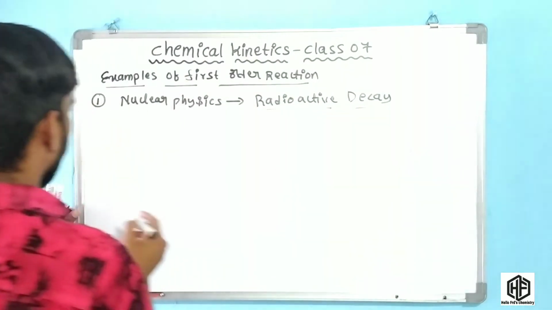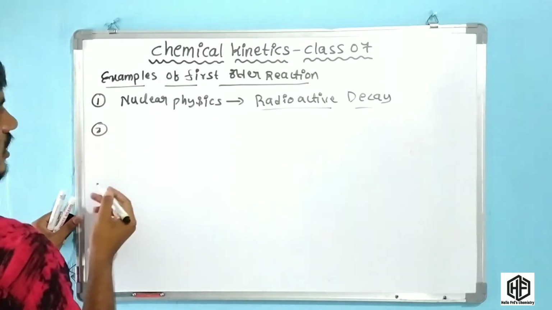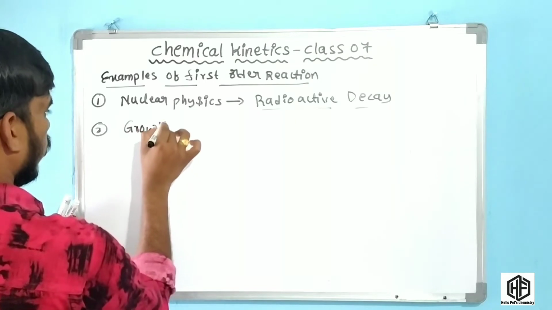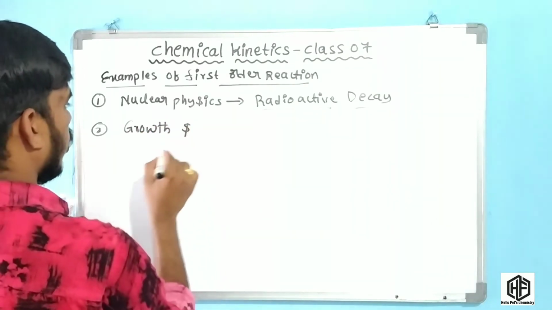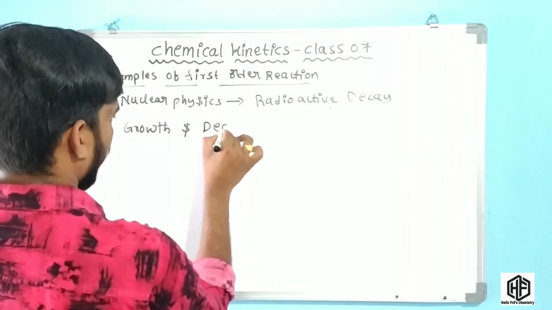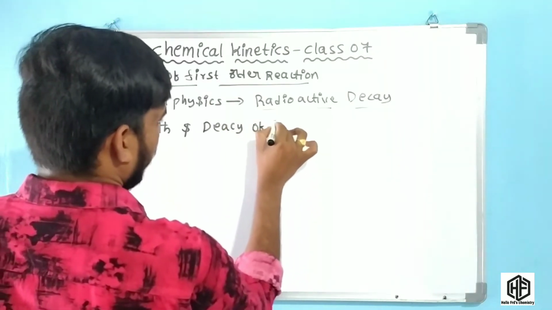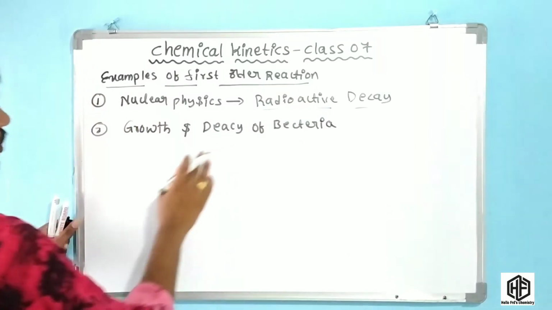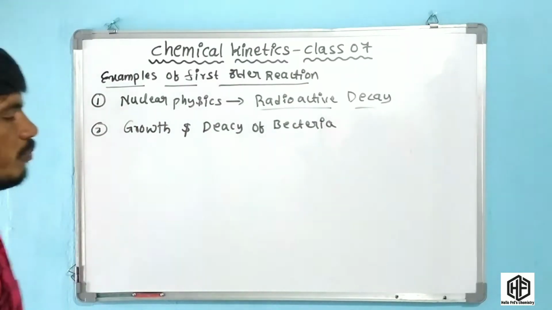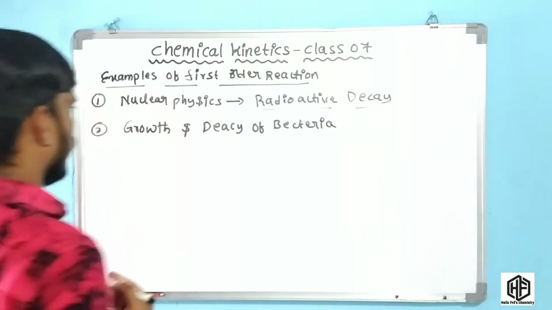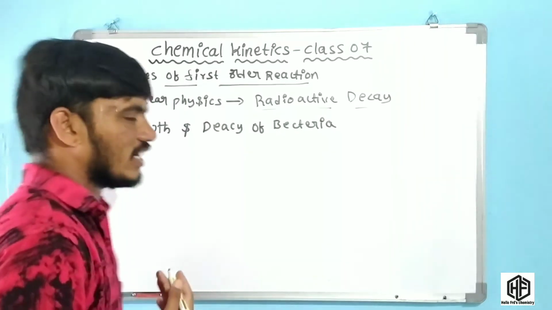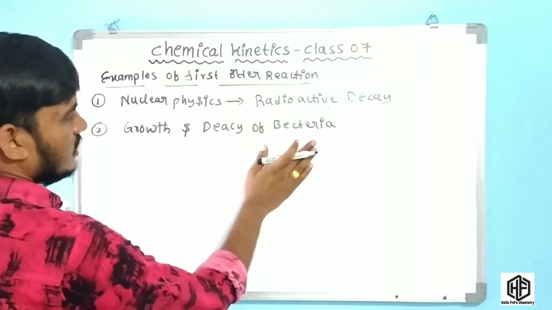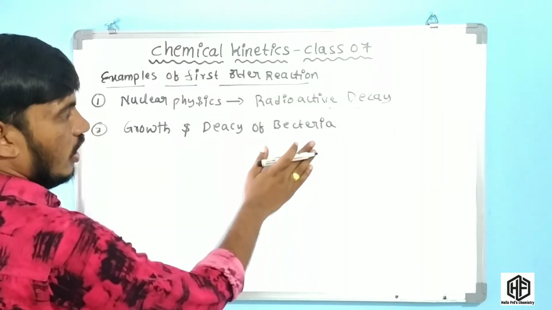And the second example is the growth and decay of bacteria. Growth and decay of bacteria is an example of the first order reaction. Friends, radioactive decay in nuclear physics and growth and decay of bacteria are examples of the first order reaction.